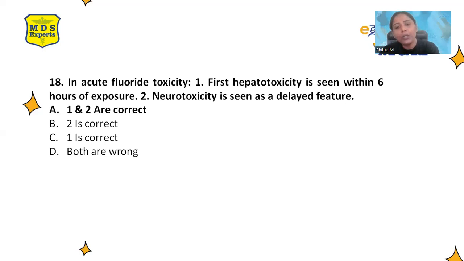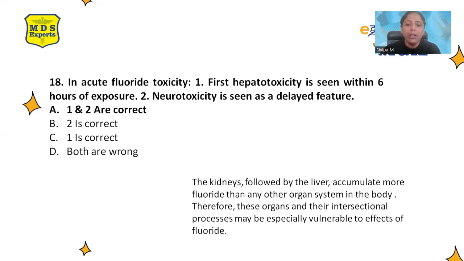Specifically, what you need to know here is that the kidneys, followed by the liver, accumulate more fluoride than any other organ system in the body, and therefore they are the most vulnerable to the effects of fluoride toxicity. So choice A, 1 and 2 are correct. First, hepatotoxicity is seen.